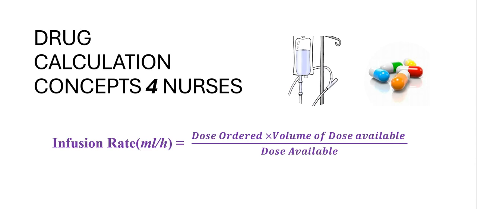This video will be looking at concepts in calculating infusion rates in milliliters per hour. So the infusion rate in milliliters per hour, the formula is dose ordered times volume of dose available divided by dose available.